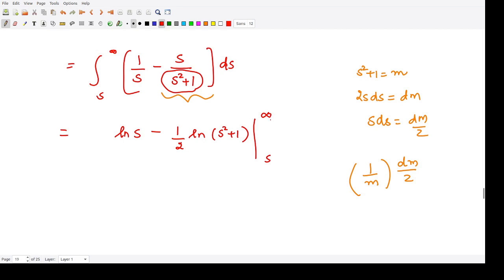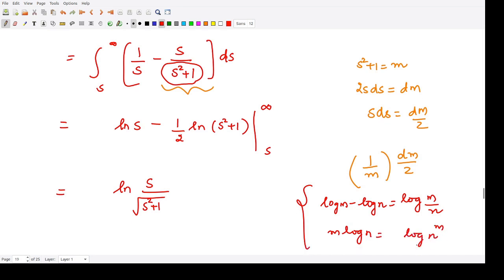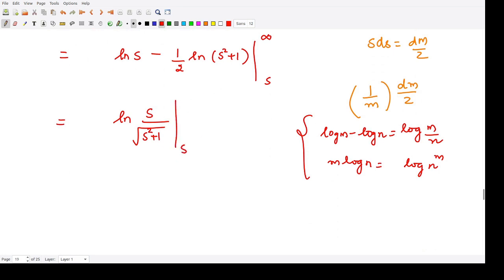Now here you see we have this log term. How can you solve this log term? You cannot directly substitute the limits, so you can combine the terms. We would have log of s divided by the square root of s square plus 1, using the properties of log. We have log of m minus log of n equal to log of m divided by n, and moreover if you have some quantity m times log of n, that is log of n raised to the power m. So these properties I have used here. So this term becomes s to infinity.